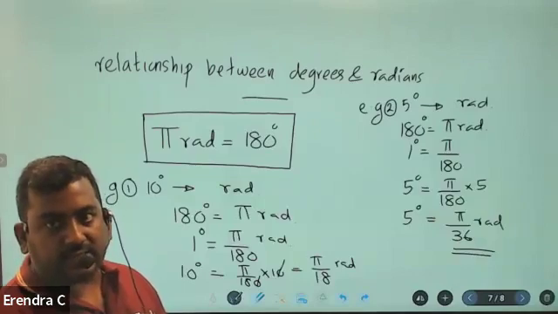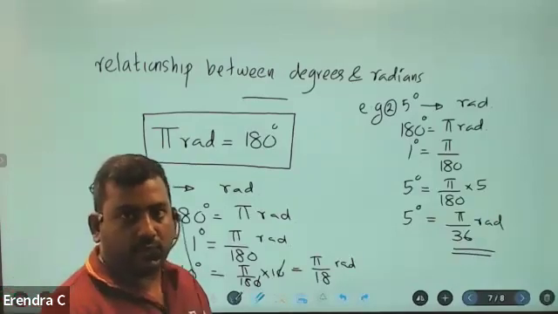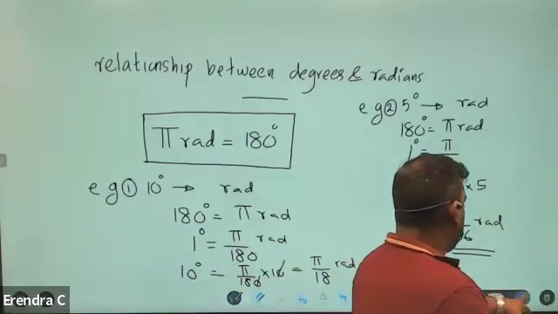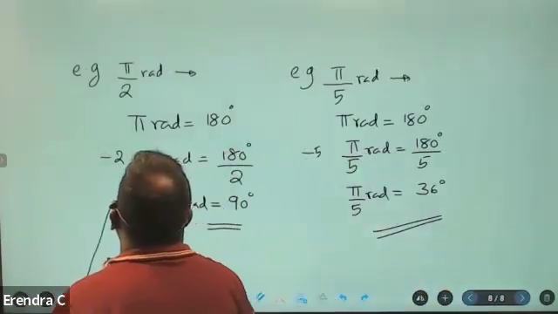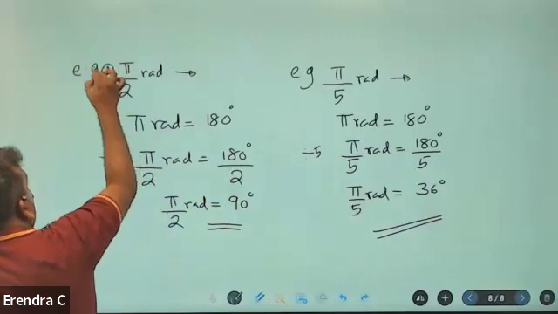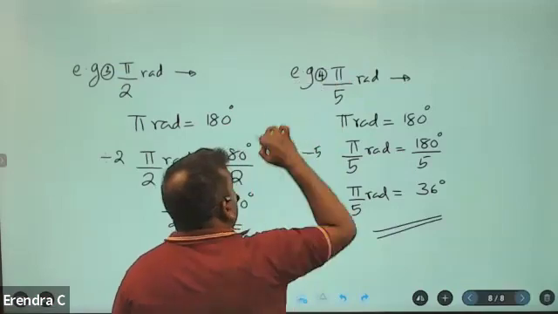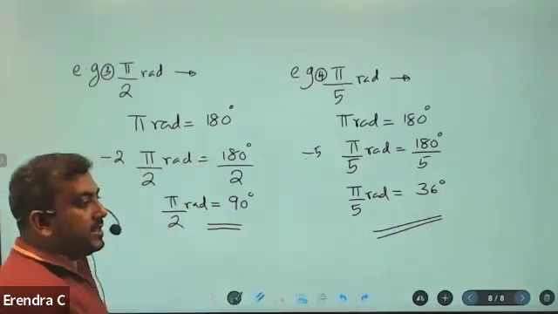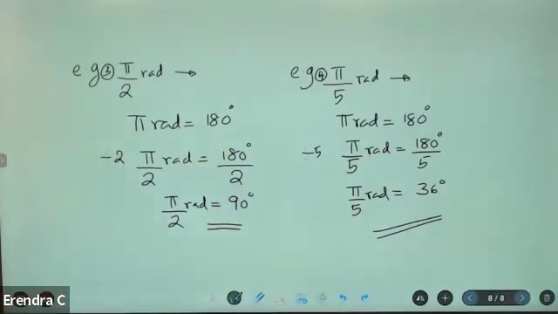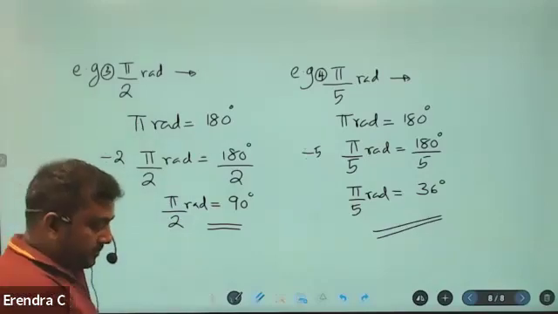Anybody still writing this? No one? Okay. Example 3, example 4. Converting radians to degrees. That's easy. You are dividing both sides, you get the answer. Write down example 3, example 4.